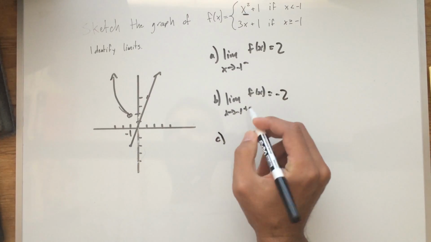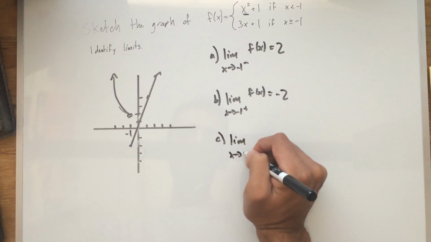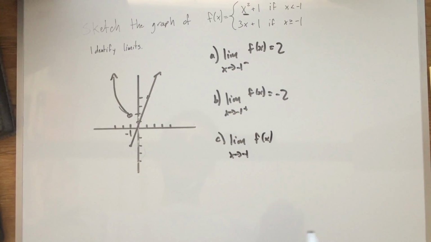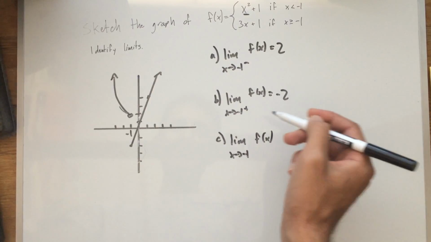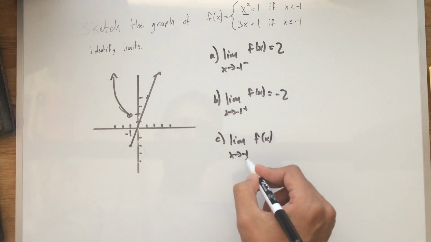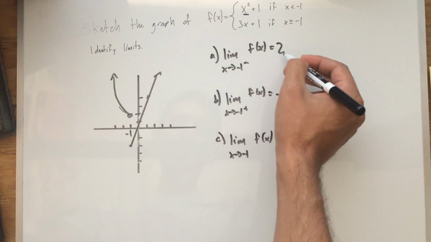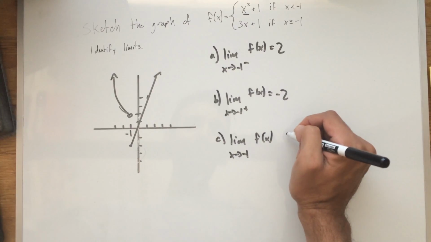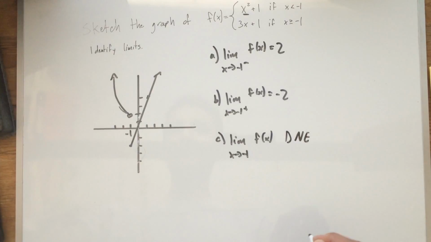Now for the next one, we have the limit as x approaches -1 of f of x. So here we have to use the law of limits. So when the limits to one value equal different values, so from the negative side it equals 2, and from the positive side it equals -2. When it's this, the limit does not exist, or DNE for short.